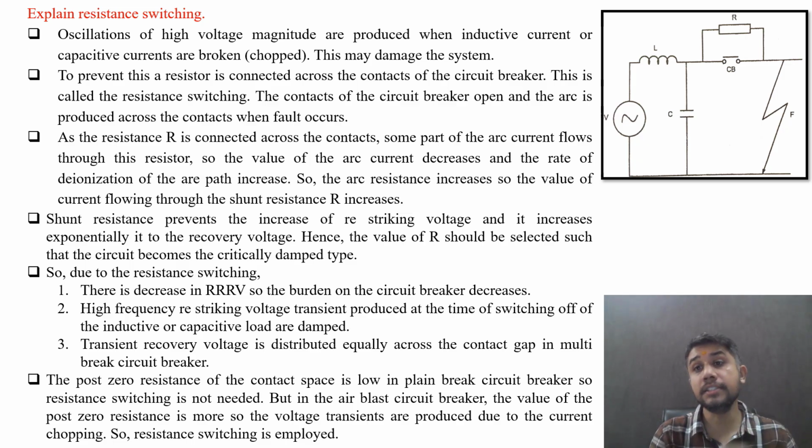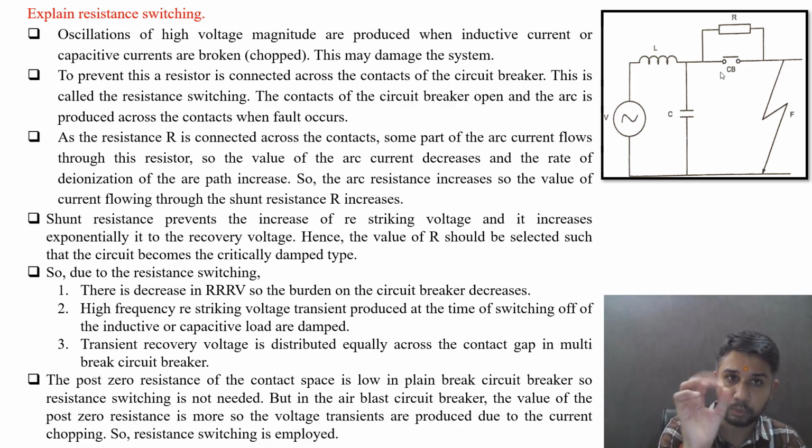Explain resistance switching in circuit breaker. So oscillations of high voltage magnitude are produced when the inductive current or a capacitive current is broken, that is chopped. This may damage the system. So to prevent this, a resistor is connected across the contacts of the circuit breaker. A bypass resistor across the contacts of the circuit breaker is connected. This is called resistance switching.